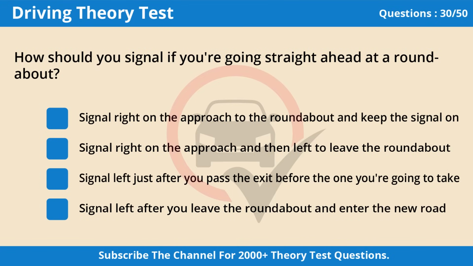Question 30. How should you signal if you're going straight ahead at a roundabout? A. Signal right on the approach to the roundabout and keep the signal on. B. Signal right on the approach and then left to leave the roundabout. C. Signal left just after you pass the exit before the one you're going to take. D. Signal left after you leave the roundabout and enter the new road.